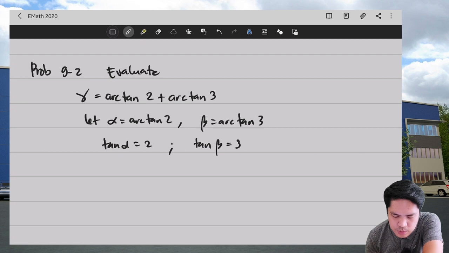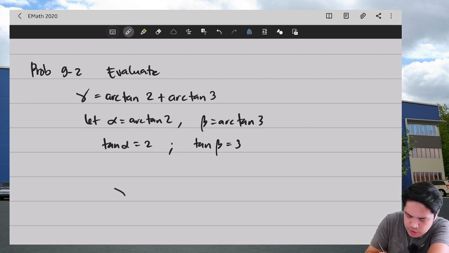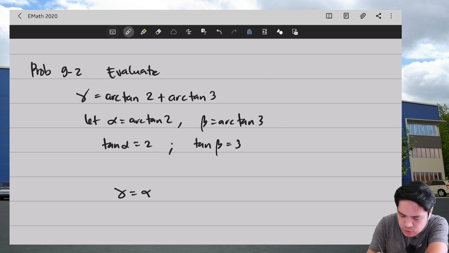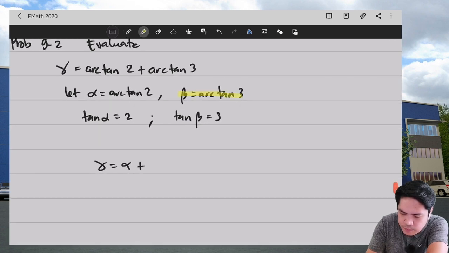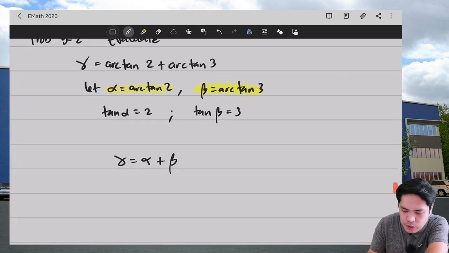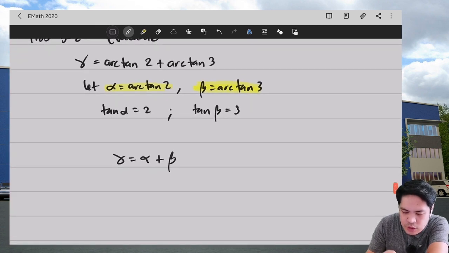Gamma is equal to arctan 2 plus arctan 3, and since arctan 2 is equal to alpha, gamma is equal to alpha plus arctan 3, which is beta. So arctan 2 is alpha, arctan 3 is beta. Therefore, gamma is equal to alpha plus beta. Now, tangent alpha is 2 and tangent beta is 3.